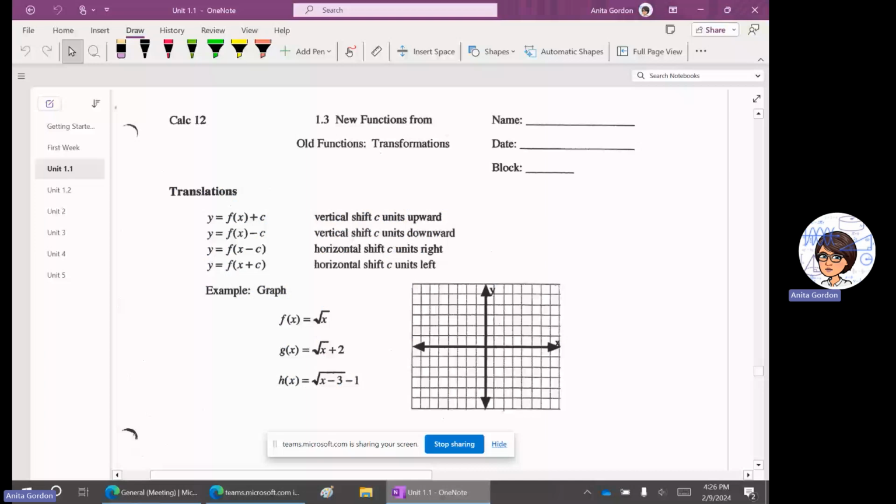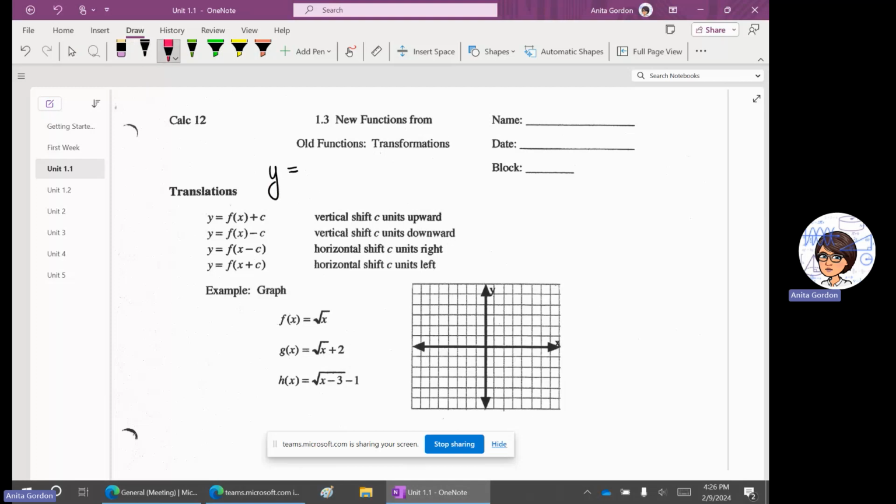Lesson 3 is a review of transformations from pre-Cal 12 and how we make new functions from old functions. So in pre-Cal 12, you had the standard form of a transformed function and it looked like this.